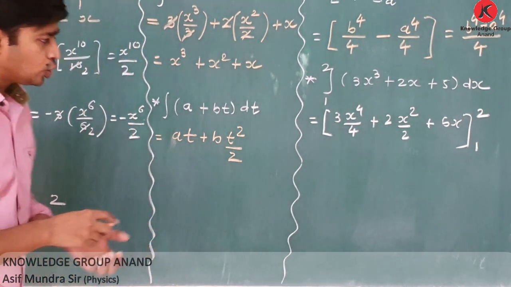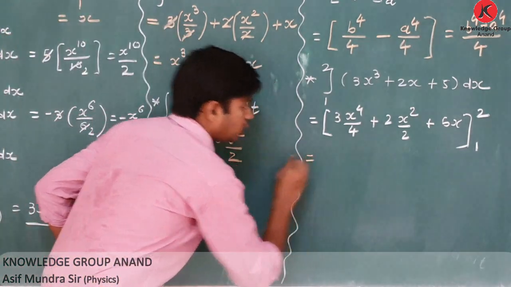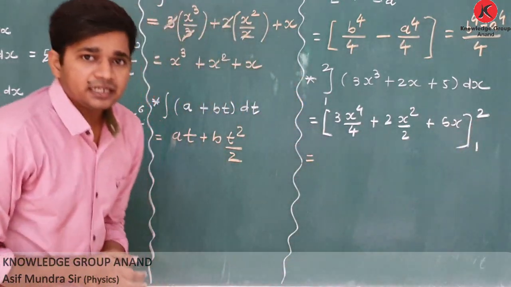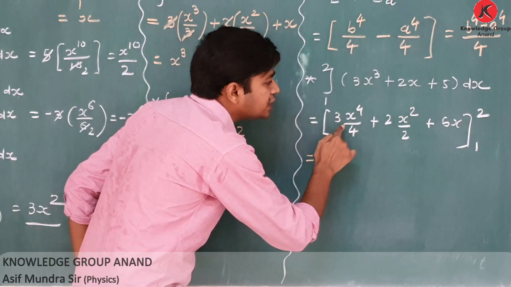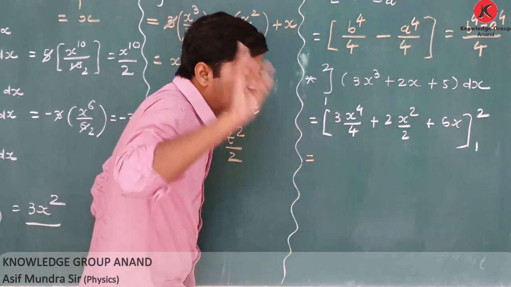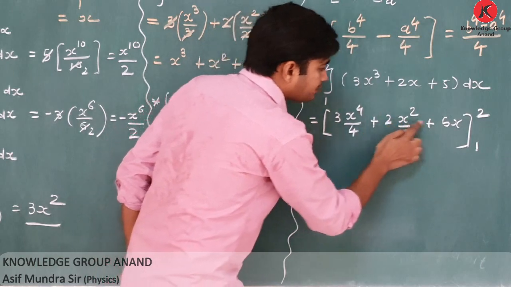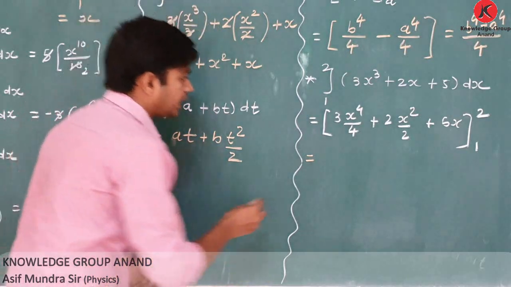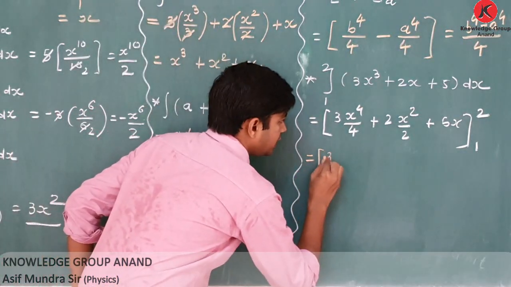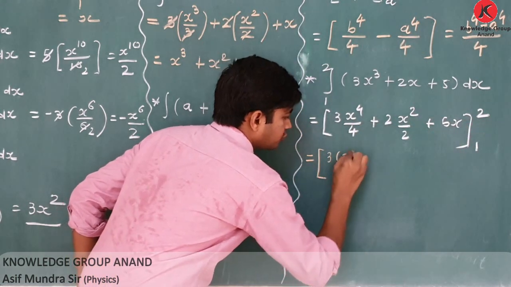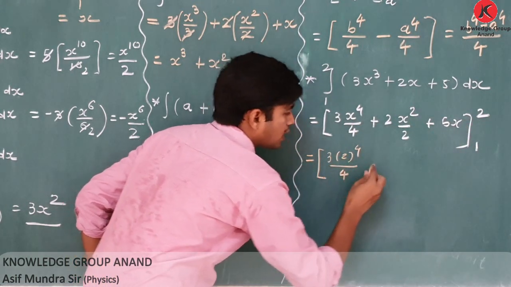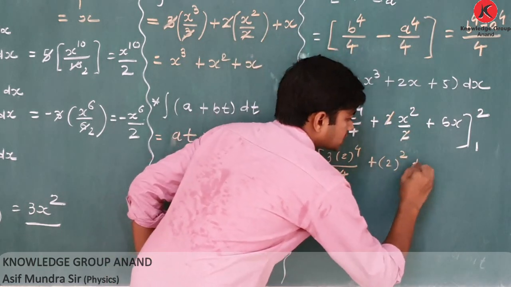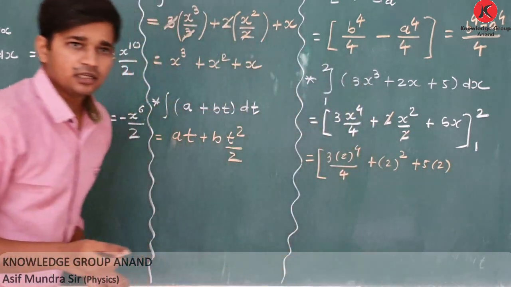See carefully. How to put limit? What is upper limit? Upper limit is 2. Then, in each and every term having x, you have to replace this x by 2. See how to write. 3, and upper limit is 2, means it is 2 raised to 4 divided by 4. Plus 2 and 2 cut, so it is 2 raised to square. Plus it is 5 and here it is 2. Clear? It is upper limit.